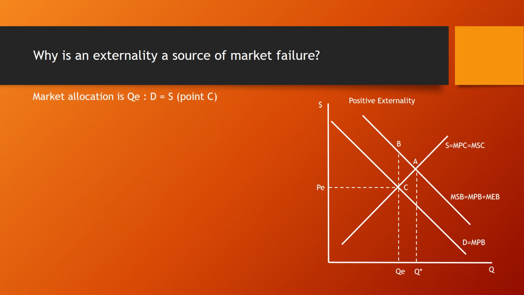Just like with the negative externality model, we begin by identifying the market allocation. The market allocation is the intersection of demand and supply, and in the diagram, this is identified by point C. The quantity of the good produced and consumed in the market is QE. Is QE the optimal quantity?